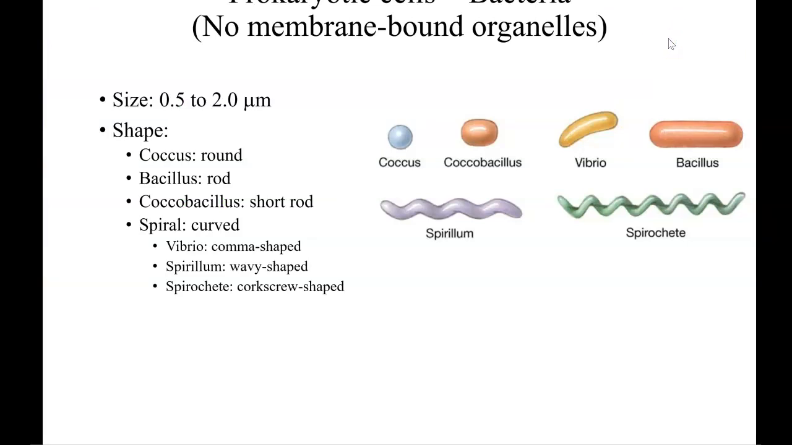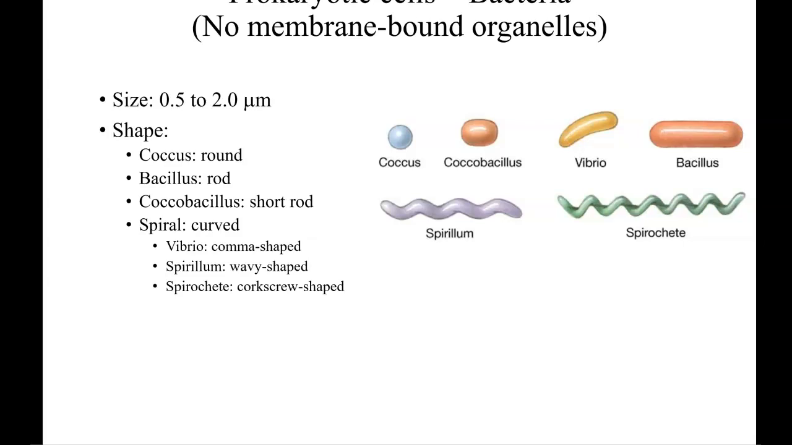So bacteria come in a variety of shapes. As I mentioned before, these are very small. So to visualize them underneath the microscope, we need that oil immersion lens. We're going to need the highest magnification that we can get on our compound light microscope.